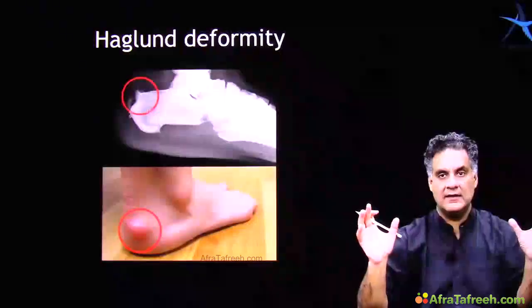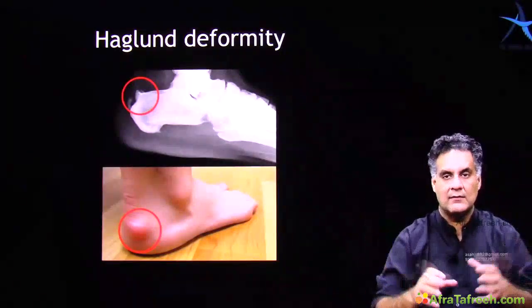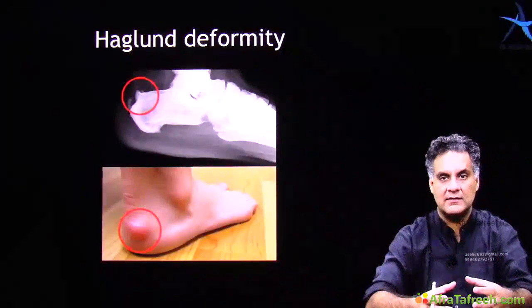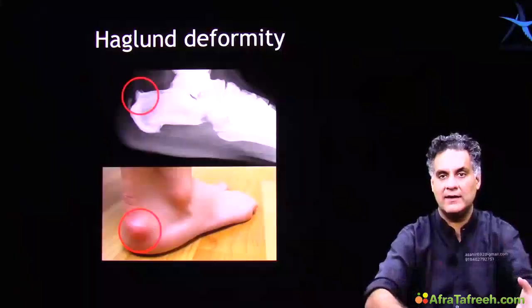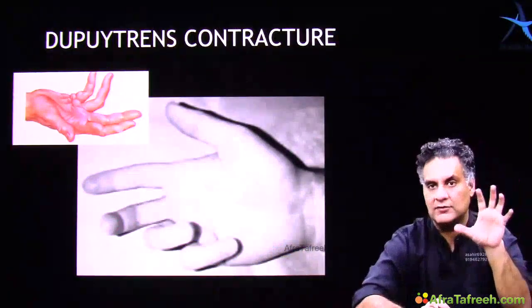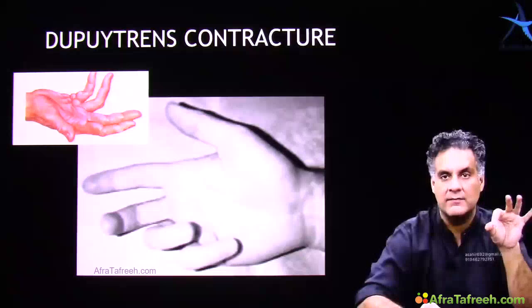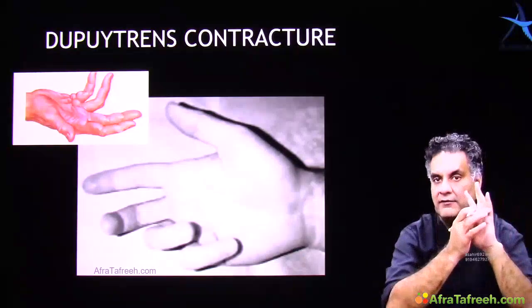If there is an inflammation of the insertion of the tendoachilles with retrocalcaneal bursitis, it's called Haglund's deformity. And if there is a contracture of the palmar aponeurosis, it's called Dupuytren's contracture. Very common in diabetic alcoholic patients. It involves the ring finger and the little finger.